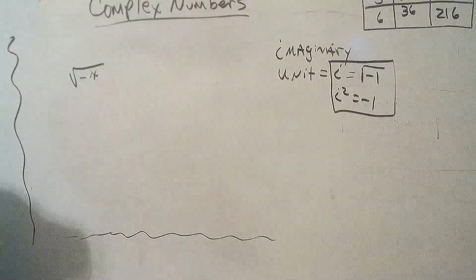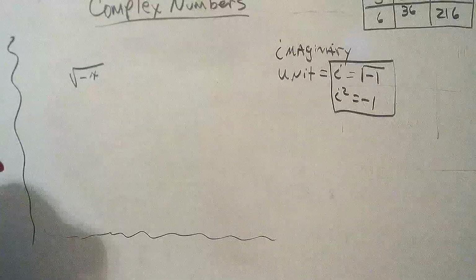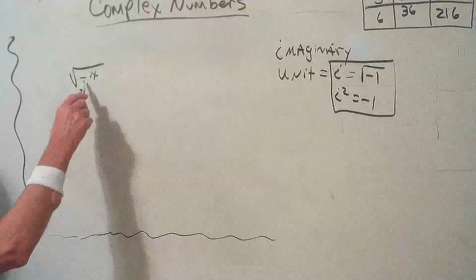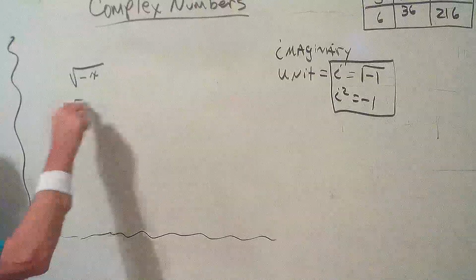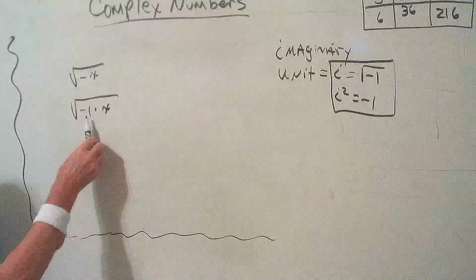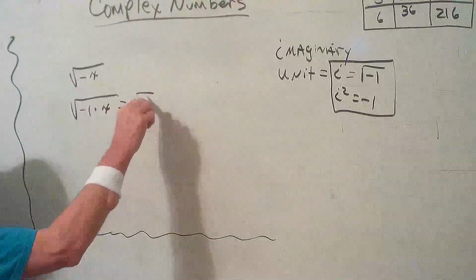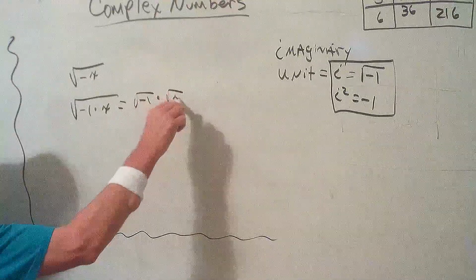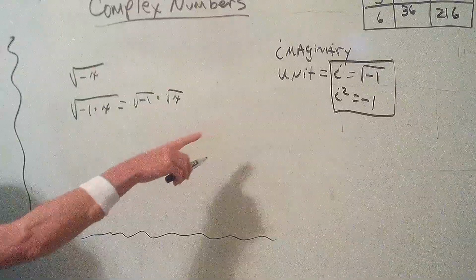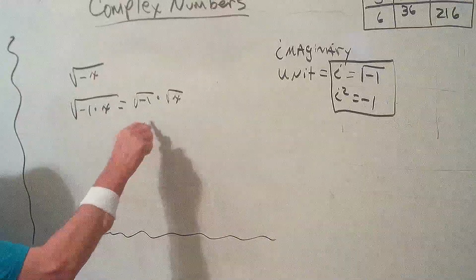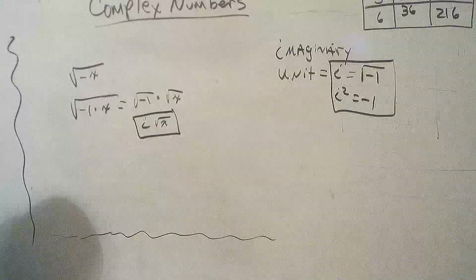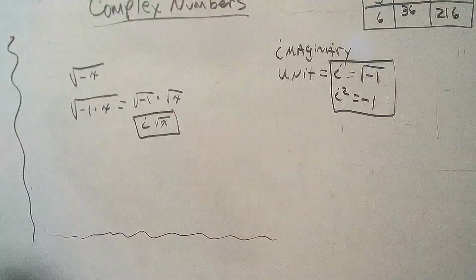We would just call it, what did we call it? Undefined. So now we need to get rid of this negative number. So what we can do is say the square root of -1 times x, or we can say the square root of -1 times the square root of x. Now we know that the square root of -1 is I. So it's I times the square root of x. And that's how we get the negative out from underneath the radical.